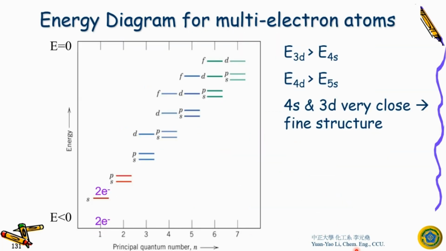So just to tell you this. This is the energy diagram for multi-electron atoms. So this is 3d, larger than 3d. The energy is larger than the 4s. And then there's 4d. 4d is larger than the 5s. So this is the exact energy state for you to know. So 4s and 3d are very, very close, right?